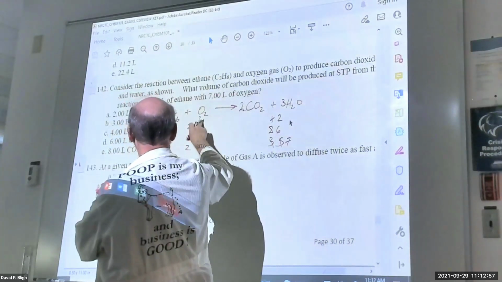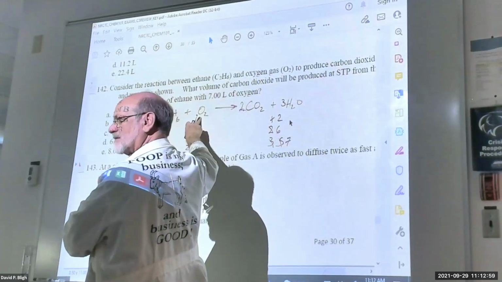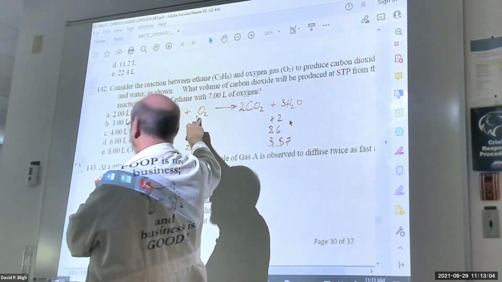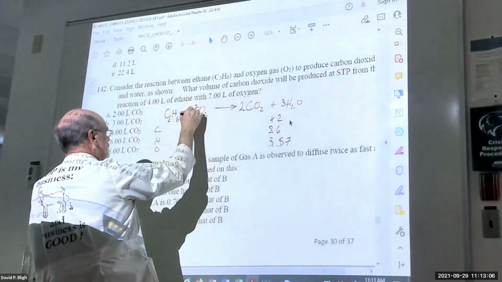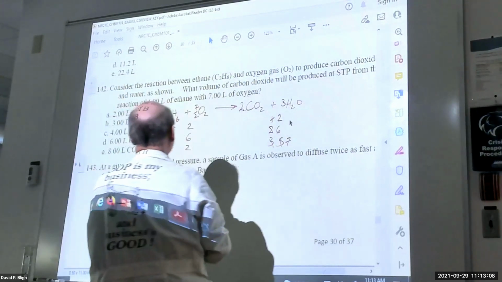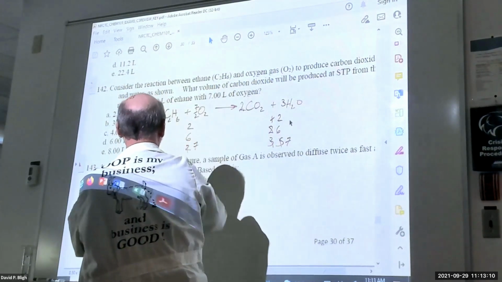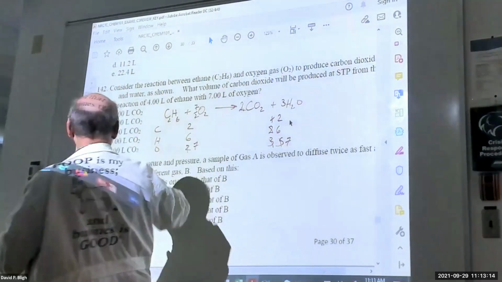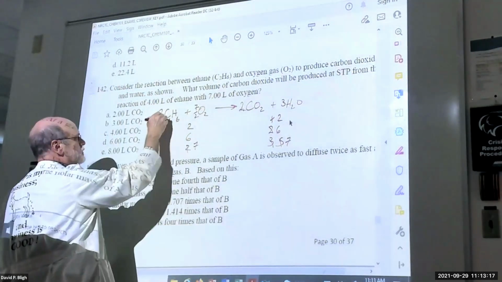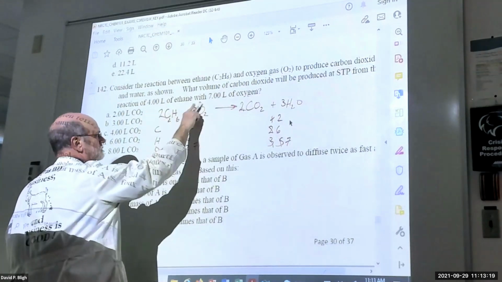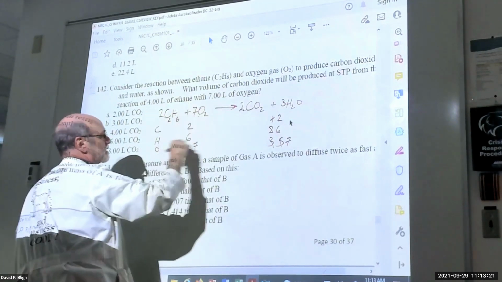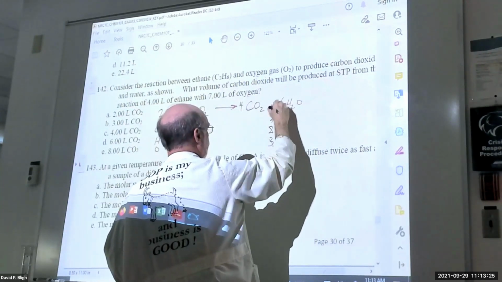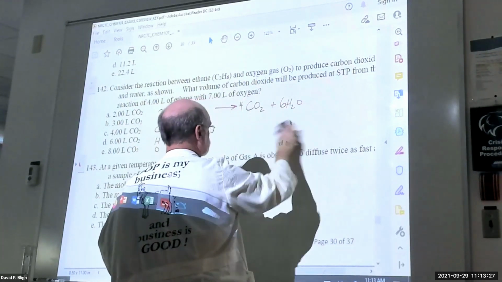So how do we get 7 oxygens out of this one? Remember the trick? Fraction. 7 halves. And then if we get rid of the fraction, multiply the whole thing through by 2. So there's 2 here, 7 there, 4 here, and 6 here. There's your balanced equation.